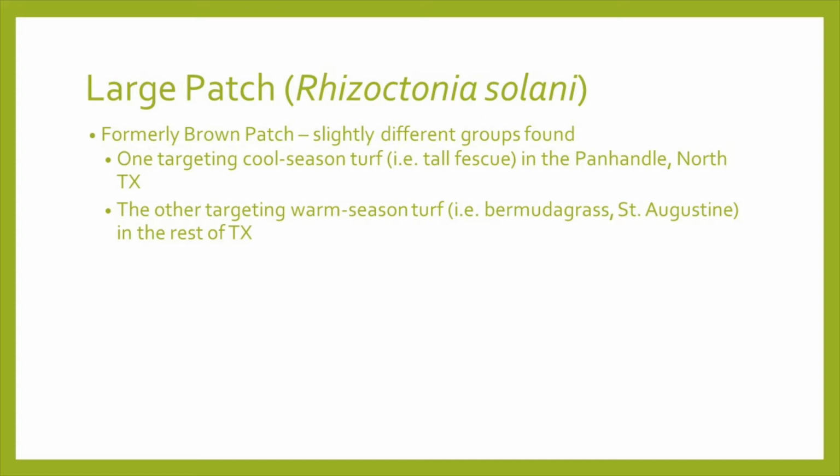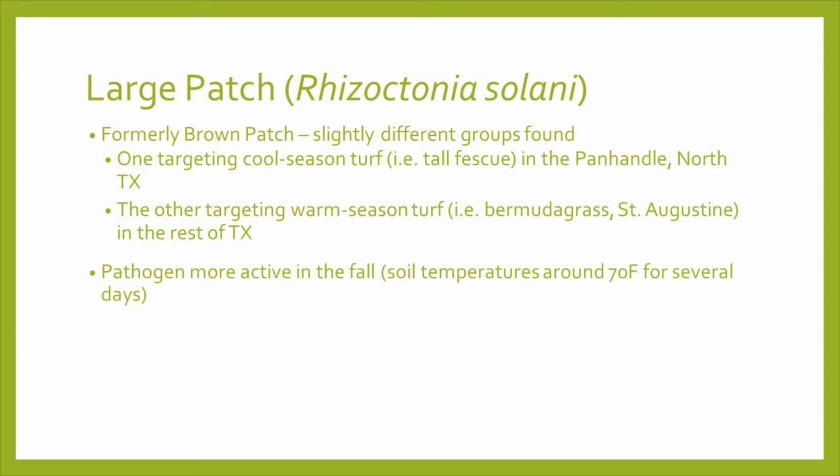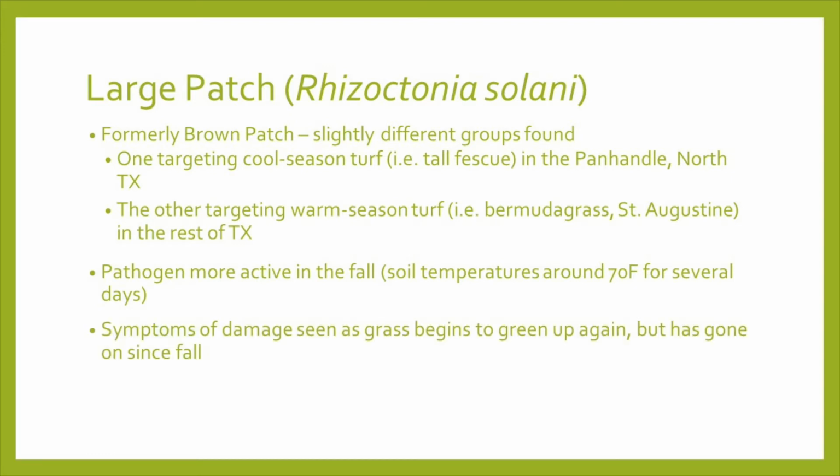That particular disease, large patch, we're typically going to see come on and become more active in the fall as our soil temperatures drop to around 70 degrees Fahrenheit for several days. It'll continue to stay active, most active typically in about the 50 to 70 degree soil temperature range throughout the fall, winter, and into the early spring. As we begin to warm up and our grass begins to green back up, you're going to see the symptoms of damage from that disease activity that's been going on since the fall, if it's been present on your lawn.